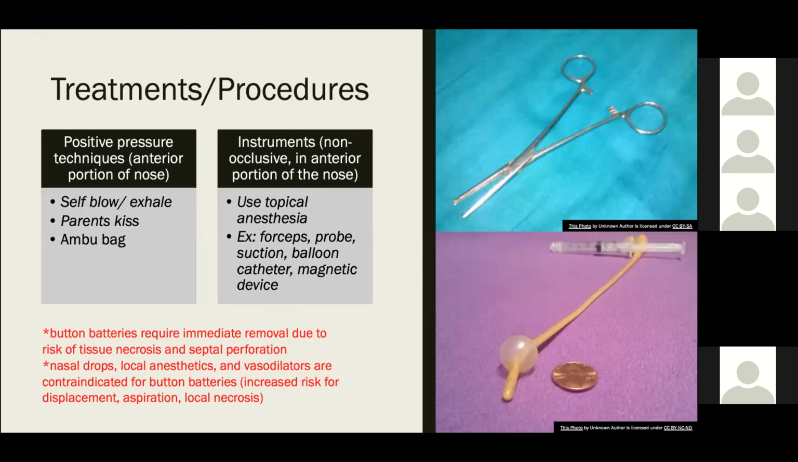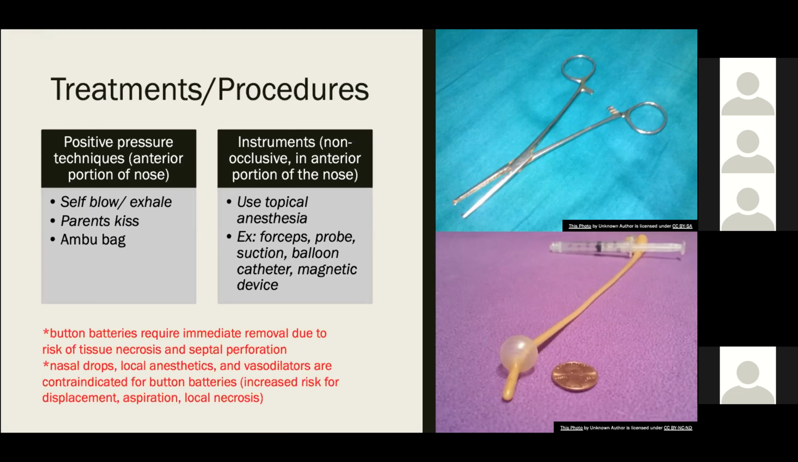Treatments or procedures. There are positive pressure techniques if the object is in the anterior portion of the nose. So what you'll have the kids, or the person, do is occlude the unaffected nostril and blow their nose. You can also have the parents assist with this, and same thing, you'll have them occlude the unaffected nostril and then blow in through their mouth. Or you can also use an Ambu bag.